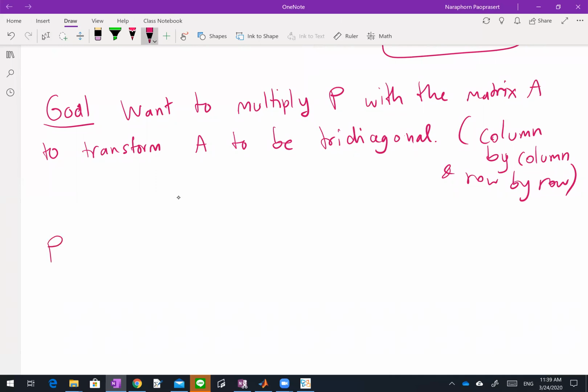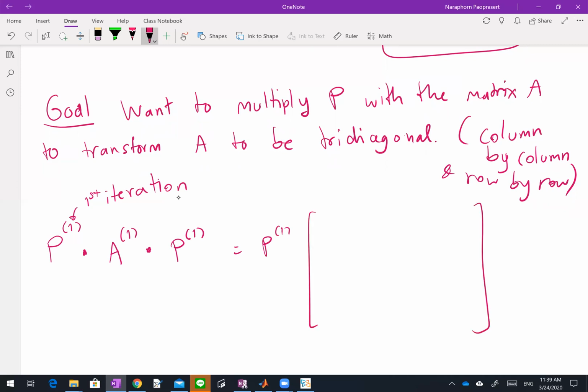If you multiply P, this is the first iteration, the first time that we run the code. In the first iteration, we multiply whatever P you created with the A, and then you also multiply the same P at the back. So basically, you multiply P here with the A, so this is A, and then with the P here. A is A11, A12, A13 up until A1N, then A21, A22 up until A2N.